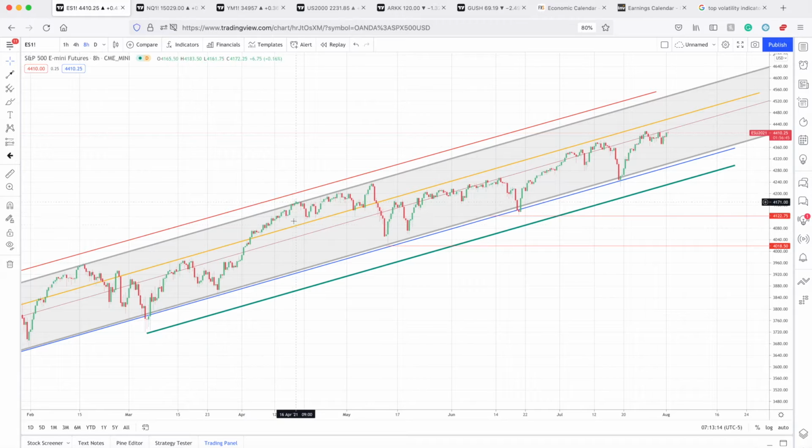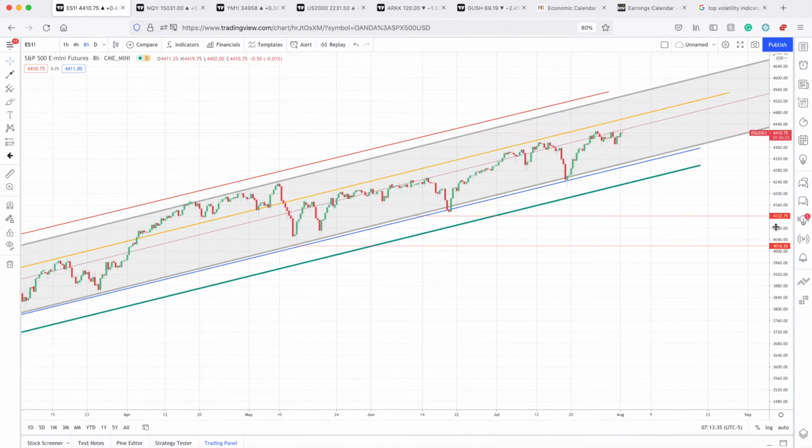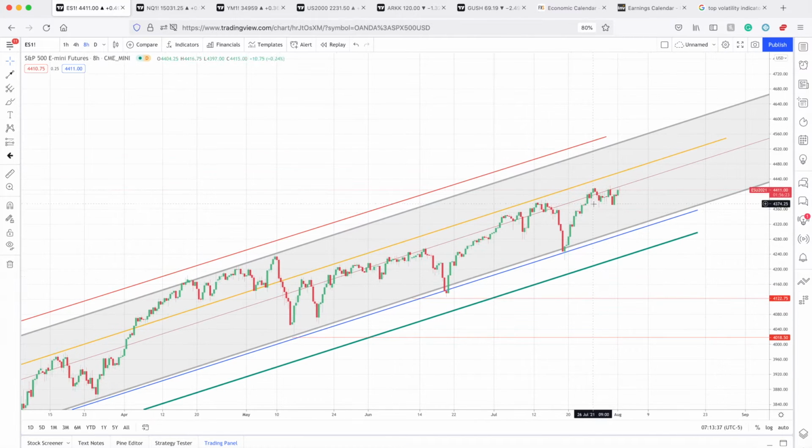We traded up in this channel for a while, but then of course the bears jumped back in, pushing us all the way down to test the bottom end of the trend channel here. Since then, guys, we've been trading below this resistance level. And as we speak right now, we are actually trying to break above this level. Also, let's zoom in and get a little closer.